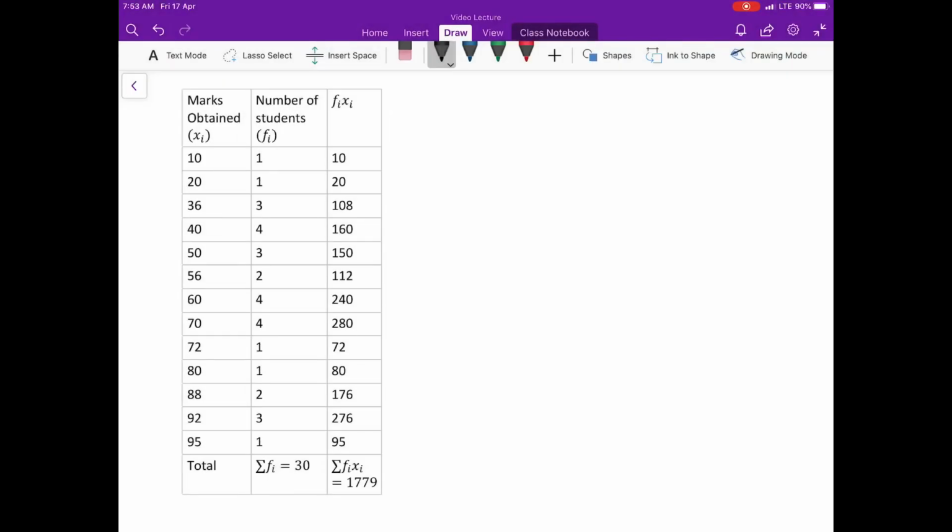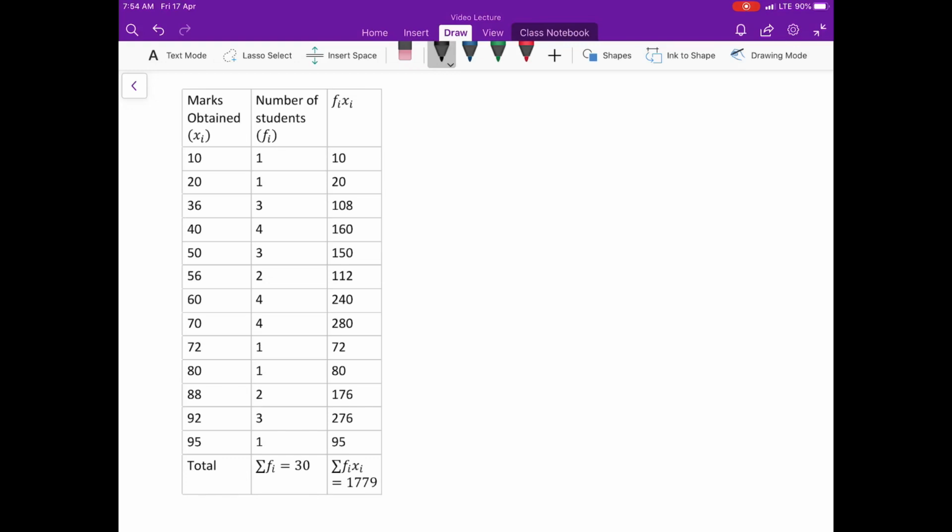So dear students, first we will recall the way of finding the mean of ungrouped data. Here we have a table containing marks obtained and the number of students, where marks obtained is xi and number of students is fi. You can also say that xi is the observation and fi is the number of observations.